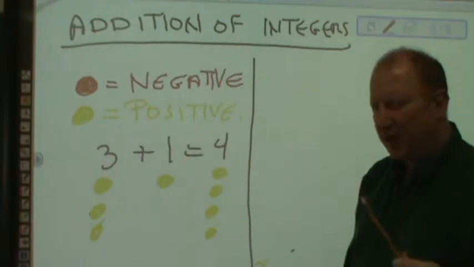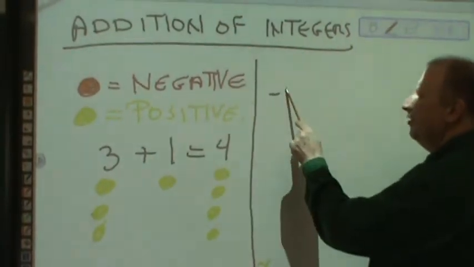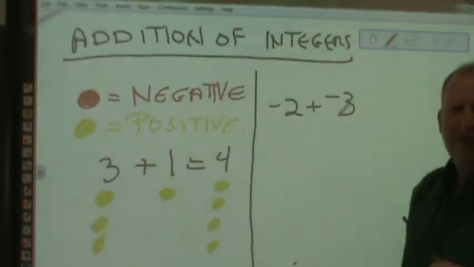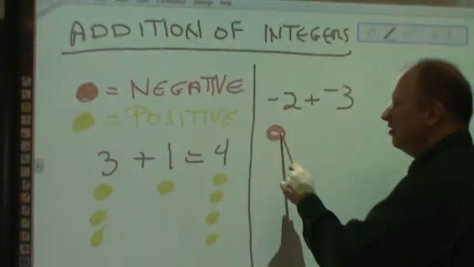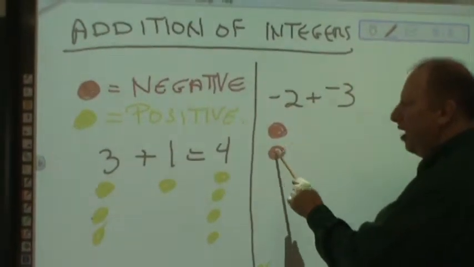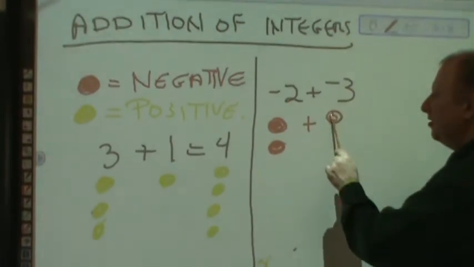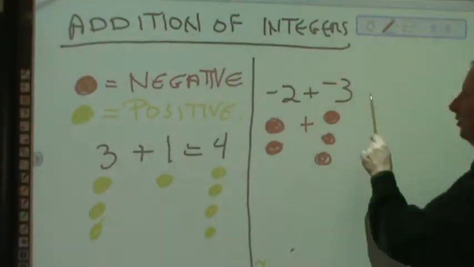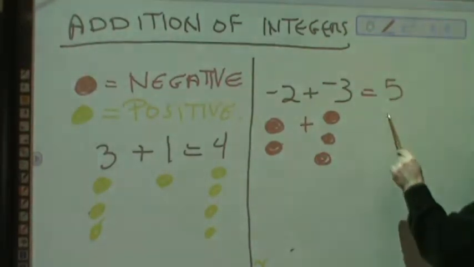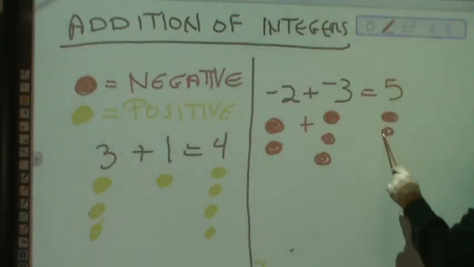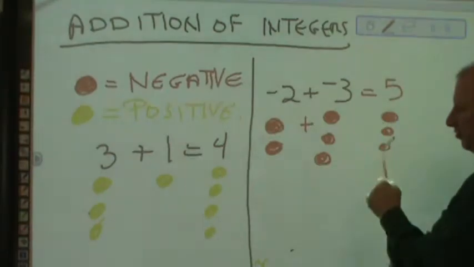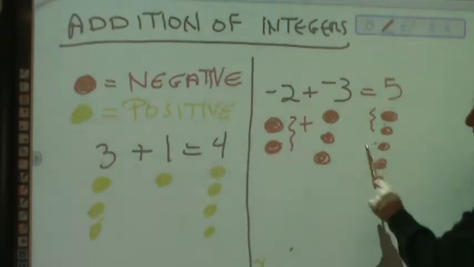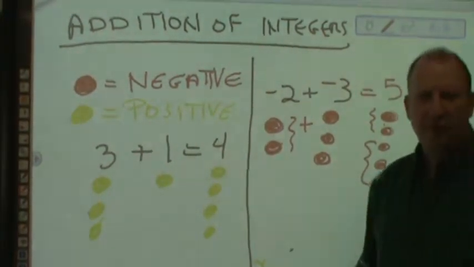Now let's look at it if I would do the same thing in negative. What is negative 2 plus negative 3? Well, negative 2 means I have 2 red discs. And if I add to it 3 red discs, what do I have altogether? I now have 5 red discs. I'll put these 3 here, these 2 here, and these 3 here. And notice we have 5 red discs.